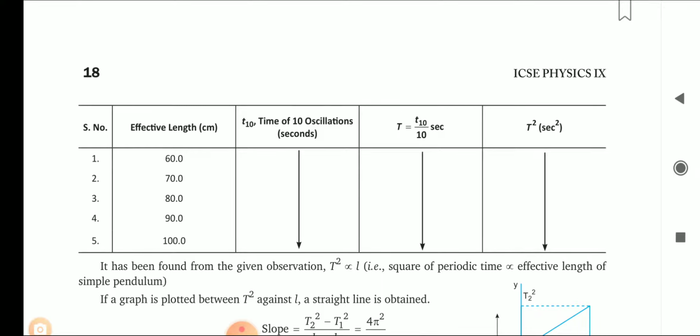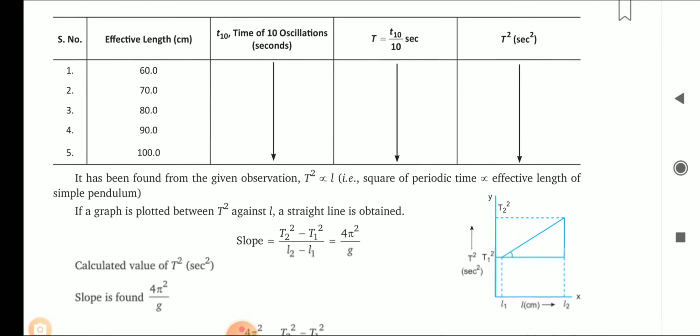You will just apply the unitary method and you will determine this time period. Suppose 20 seconds is the time required for 10 oscillations. Within 1 second how many oscillations will take place? 10 upon 20 oscillations within 1 second. So that gives us the frequency. The reciprocal of that will give us the time period.